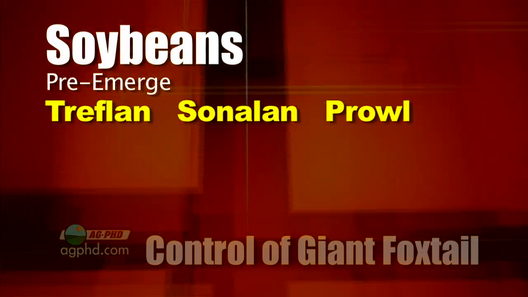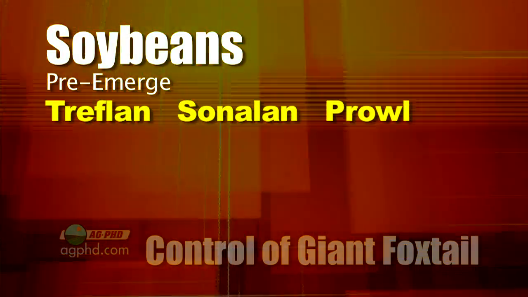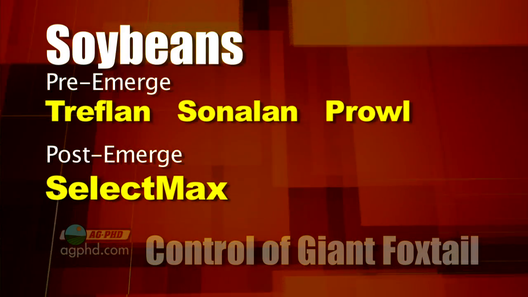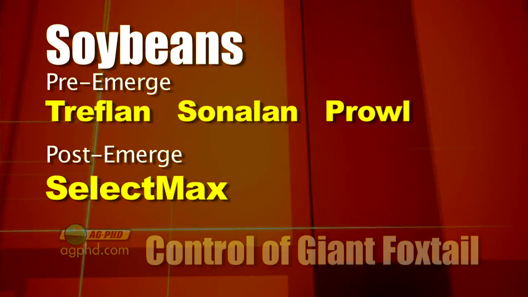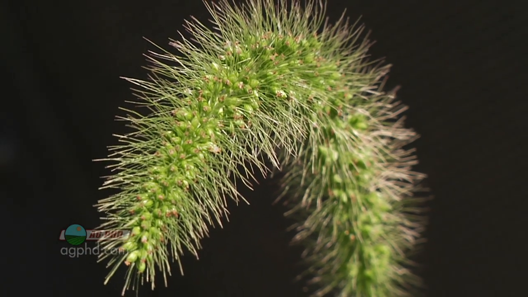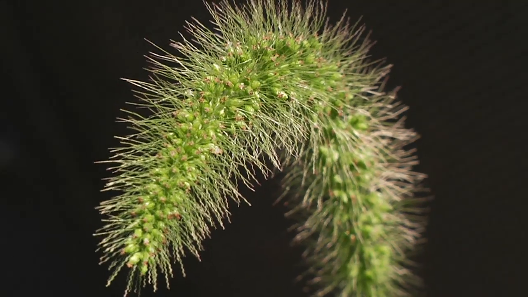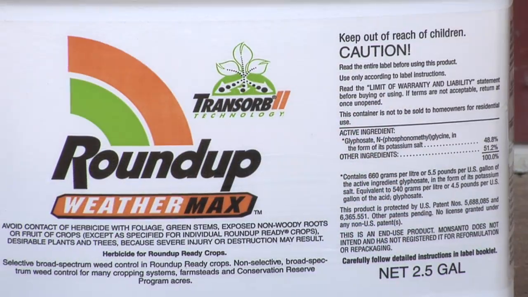Now, when we look at the other products out there, starting with the pre-emerge, like a Treflan, Sonalan, or Prowl, works very well in soybeans. And post-emerge, all of those products that do a nice job on volunteer corn, like Select Max, for example, will do a pretty good job on giant foxtail if you get it early. If you let this stuff get too big and tiller out, you're going to have a tough time getting it with those post-emerge volunteer corn grass killers. That's where Roundup and Liberty can really come in to help.